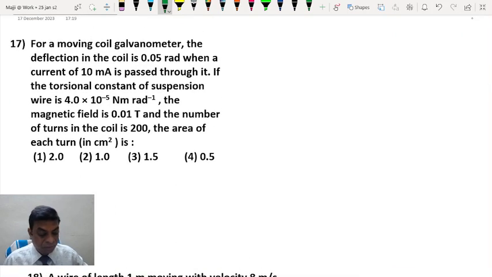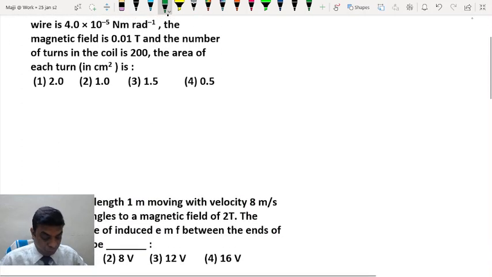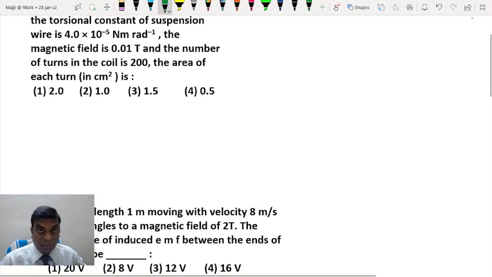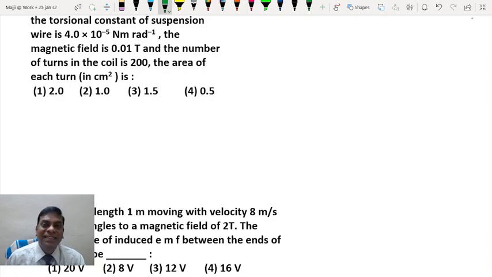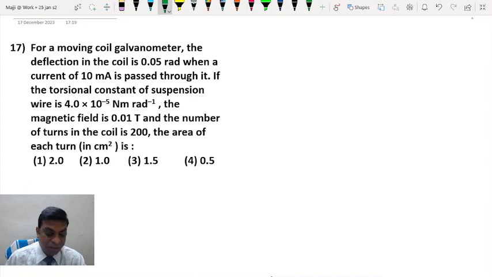I have picked questions from magnetic effects of current and related topics. These questions were asked in the second shift of 25th January 2023 JEE Mains. So let us discuss them one by one. So here comes the first question.